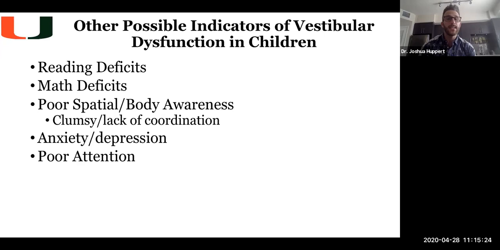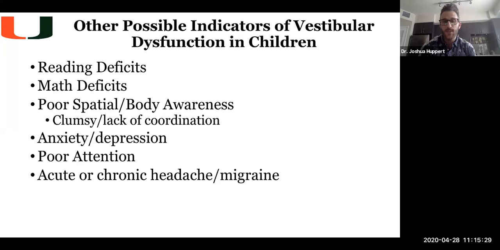Acute or chronic headache or migraine. So again, looking at that trajectory, if we notice that migraines are frequent in a kiddo as they're younger and then move up into adolescence, that could be secondary to balance. But we definitely, again, that multidisciplinary approach there is essential. So involving neurology there as well.